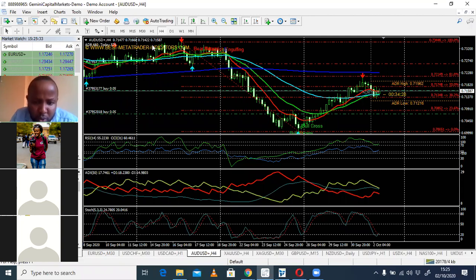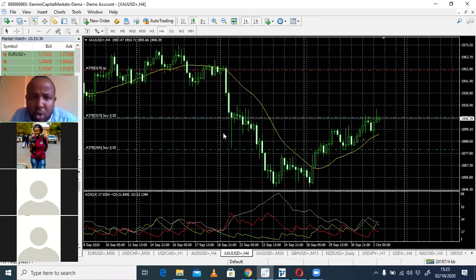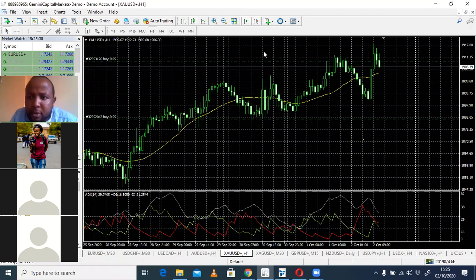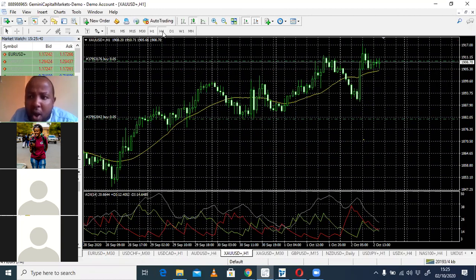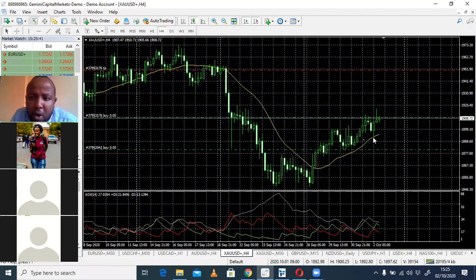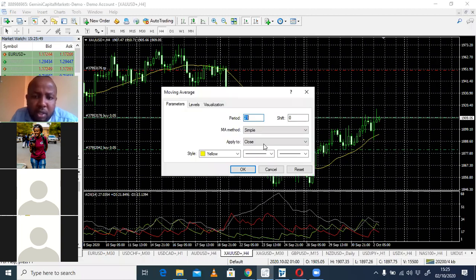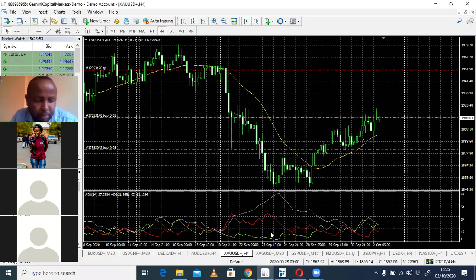Then we go back to gold. Gold is here. Gold now, I'm tracking it with H4 and moving average 21. This is usually one of the best moving averages, especially as it's simple to be able to see where the trend is going.